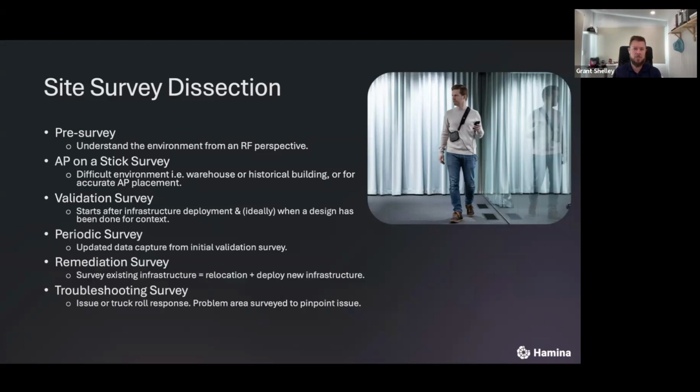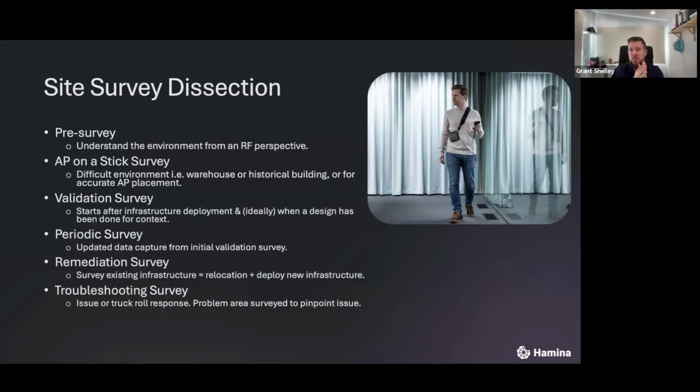AP on a stick, absolutely. Again, if it's historical or if it's a tricky environment where we really need to be super accurate with the AP placement, or maybe we're working with directional antennas and things like that, where we really need to be pinpoint with the accuracy, but also get the right down tilt and the right angle for the antenna. That can be really important.